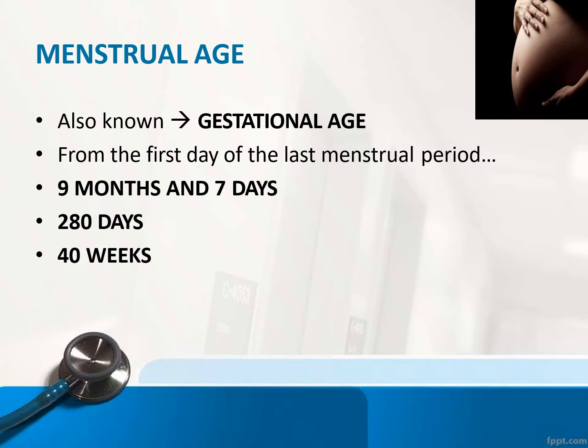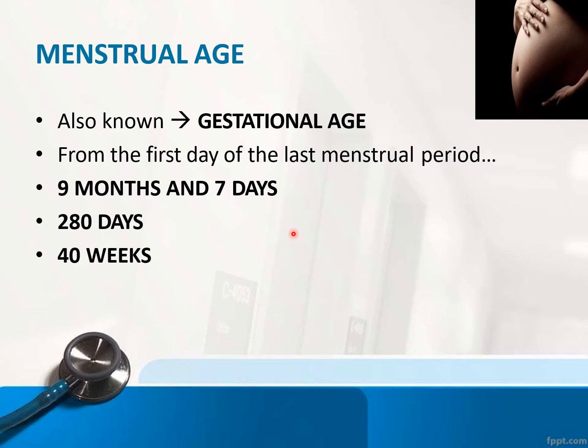We know that the normal duration of pregnancy is 9 months and 7 days if you are telling in months. It is 280 days if you are telling in days, and if you are telling in weeks it is 40 weeks. This calculation is known as gestational age, which means the duration of pregnancy. For example, if the mother is at the 7th month, we say 28 weeks is the gestational age, and the 28th week is the gestational age of that particular lady.